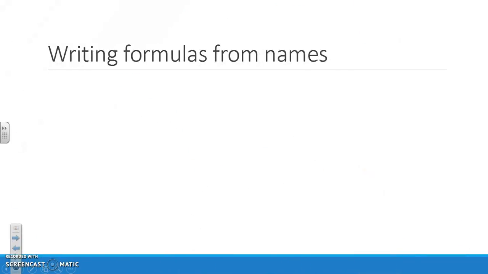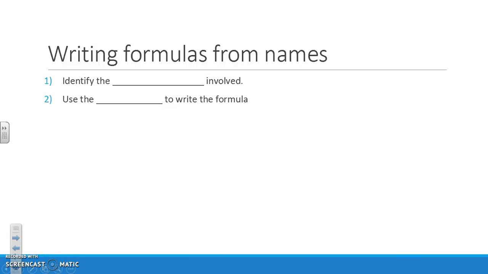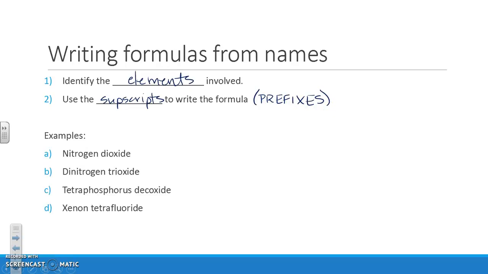Okay, writing formulas from names. So how do we write the formulas from the names? Well, first we have to identify the elements involved in the compound. And then we're going to use subscripts to write our formula. How do we know what subscripts to write? We get those from the prefixes, because remember the prefixes tell us how many atoms, and the subscripts tell us how many atoms. It's the same thing.